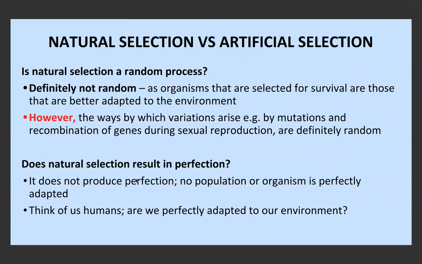Does natural selection result in perfection? Obviously not. No population and no organism is perfectly adapted. Are we humans perfectly adapted to our environment? No, you can see we're not. There's still a lot of death, disease, people who aren't well adapted, and so on. But natural selection is continually occurring.